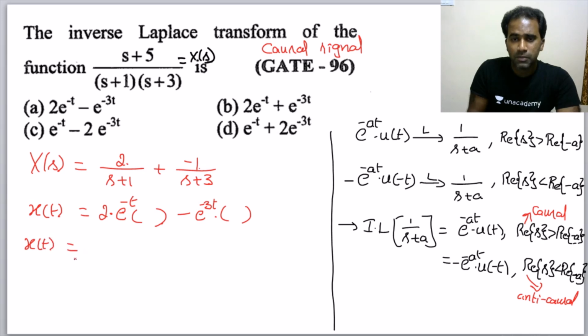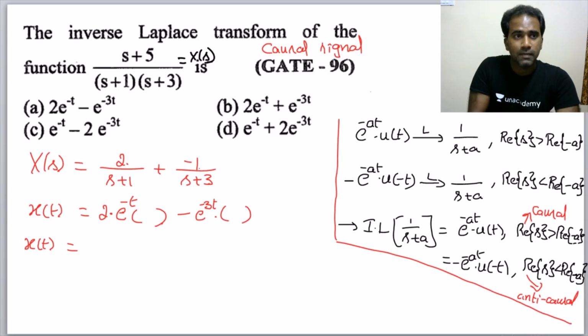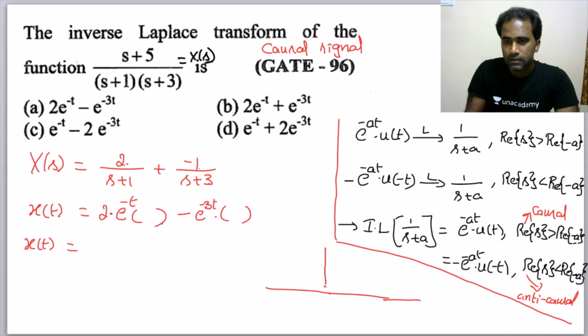What are the possible answers? If you look at this problem, there are two poles here. Whenever you are doing an inverse Laplace transform question, if you want to understand how many ROCs are possible, it's better if you plot the S-plane. Take the S-plane and plot the poles. What are the poles? Minus 1 and minus 3. Minus 1 is one pole, minus 3 is another pole.